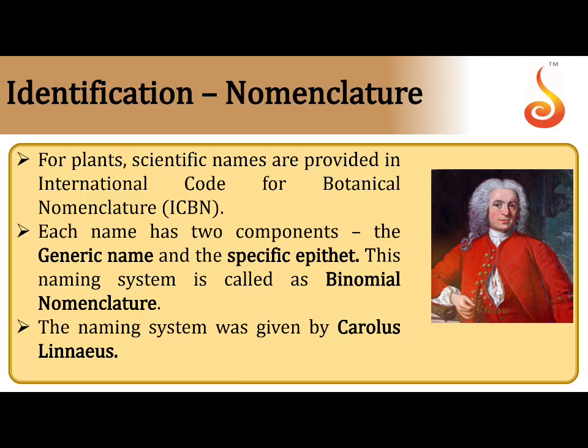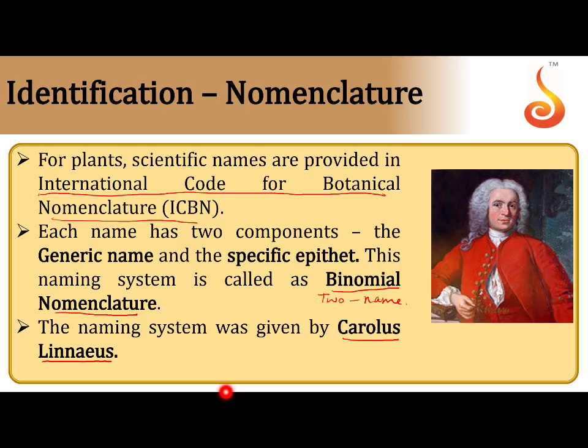So, who was the first person to come up with such a naming system? It was Carolus Linnaeus. Carolus Linnaeus came up with an excellent system, what is called binomial nomenclature. Bi means two, a two name system. This two name system was approved by the entire world. In case of plants, it is approved by the International Code for Botanical Nomenclature, or in short we call it ICBN.